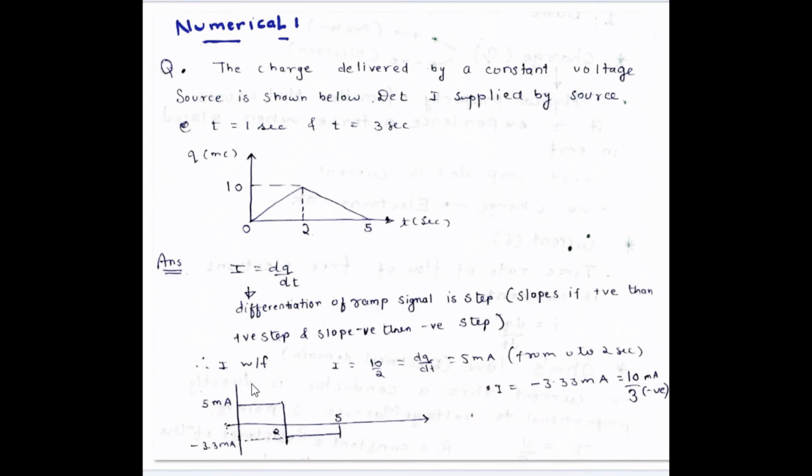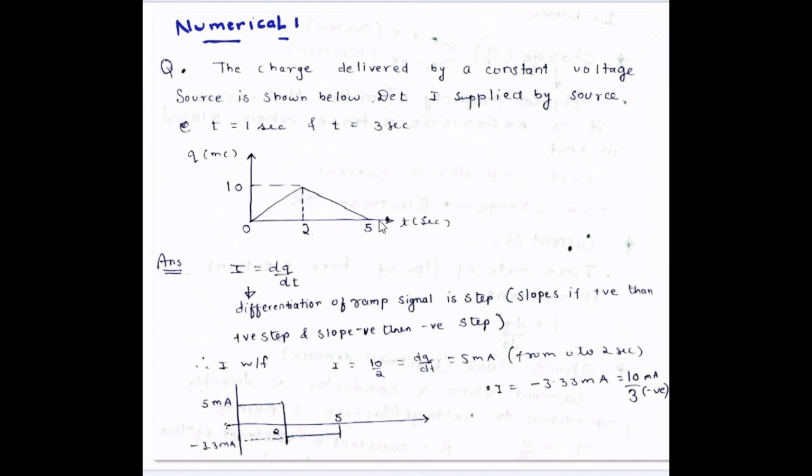This is the waveform of the current. As I already told, the differentiation of a ramp is a step, so we'll get a step signal. Don't worry about the magnitude at this point; I'll explain how it came. Just focus on the signal we are going to obtain if we differentiate the ramp signal.